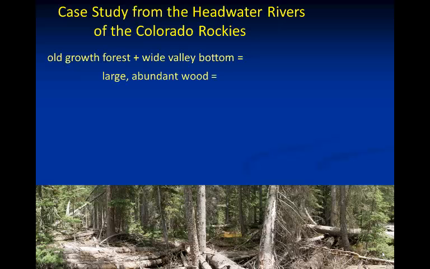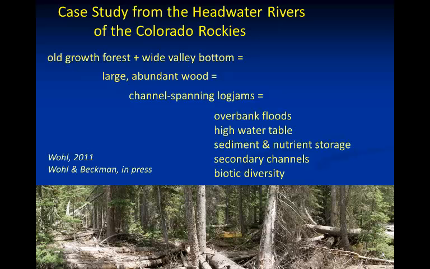So there's lots of wood as a result of that old-growth forest. It's accumulating across that wide valley bottom and floodplain. It's creating log jams that are big enough to span the entire width of the channel. So they're very effective at creating those backwater effects and storing sediment and nutrients, as I talked about in the first lecture. So then you end up with these obstructions in the channel that force flow across the floodplain, so you get overbank floods. Some of that water infiltrates into the floodplain, so you have a high water table, and that supports some of the wetland species that wouldn't be present otherwise.